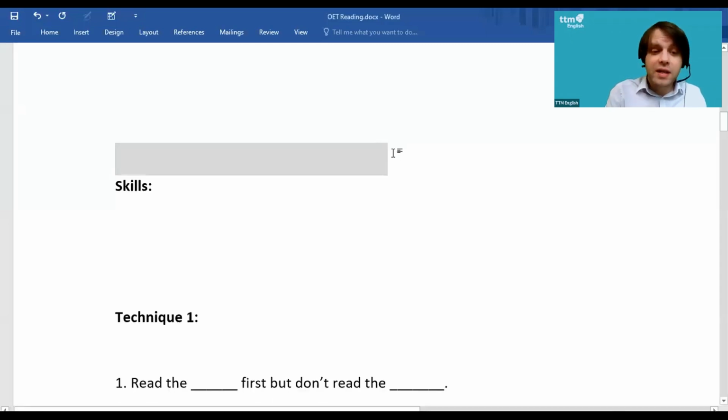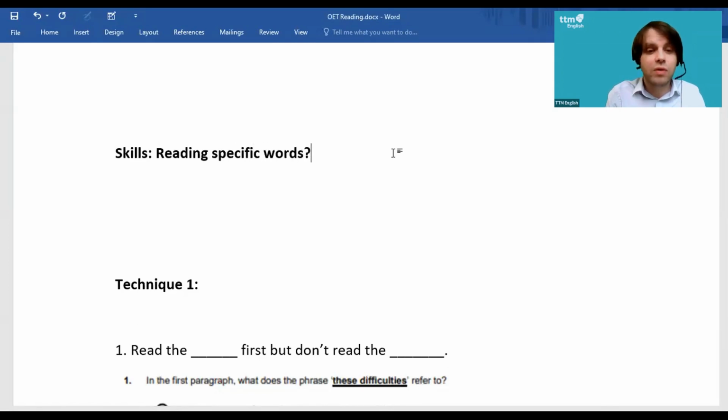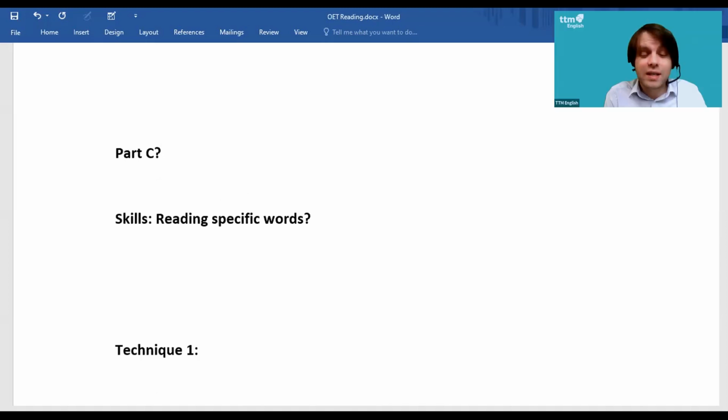Now, what about reading? Reading's the same kind of idea. You need to think about the skill. Are we reading for specific words in Part C? We're not reading for specific words. What are we reading for? Part A, sometimes keywords.